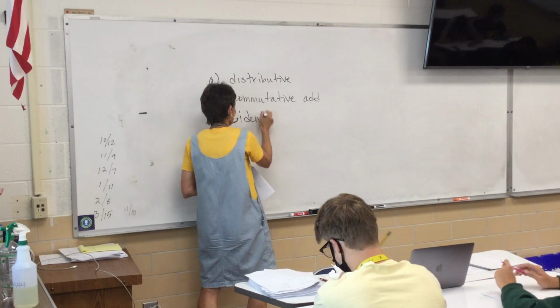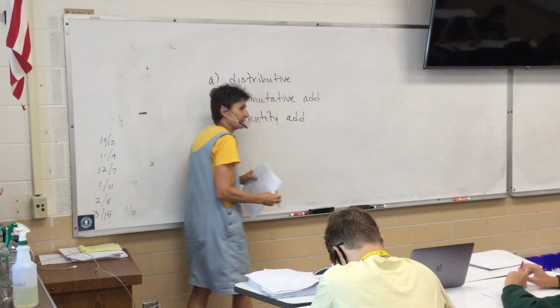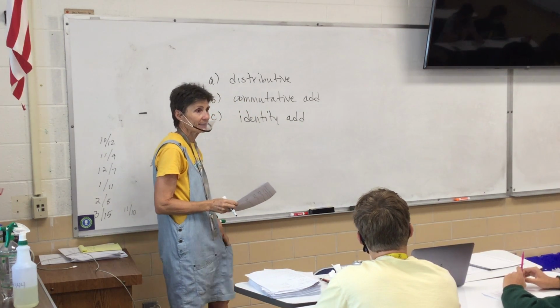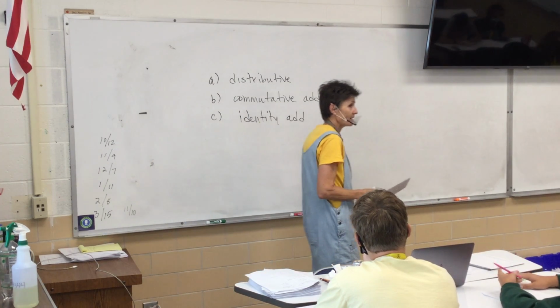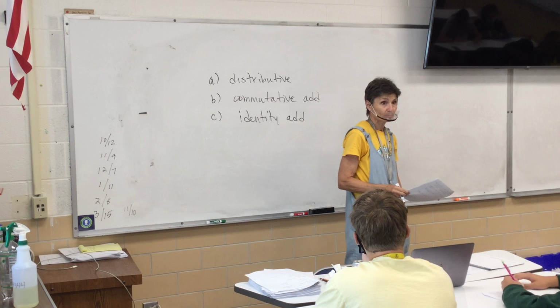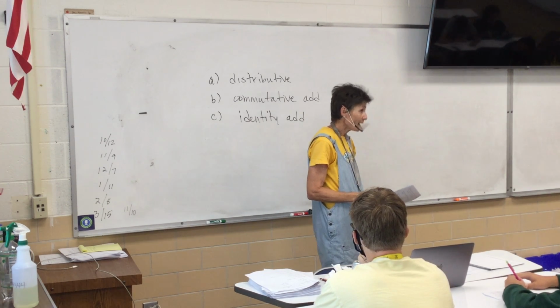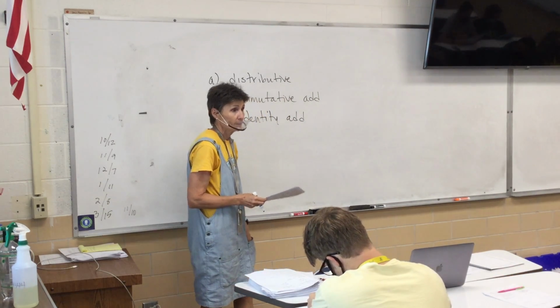Identity of addition, yep. It's the additive identity. When you add 0, you get the same thing back again. All of the practice tests have had 3 property questions, so it's not a huge part of the test, but if you want to practice, remember that practice sheet is in Schoology.